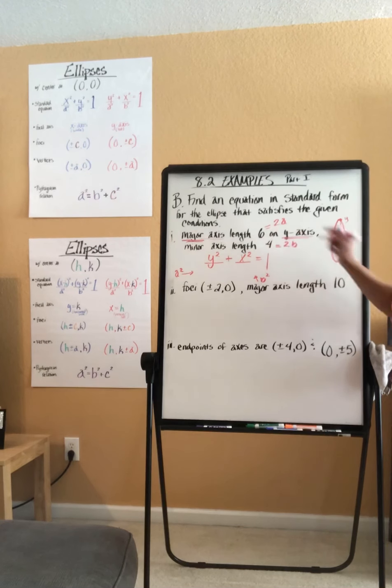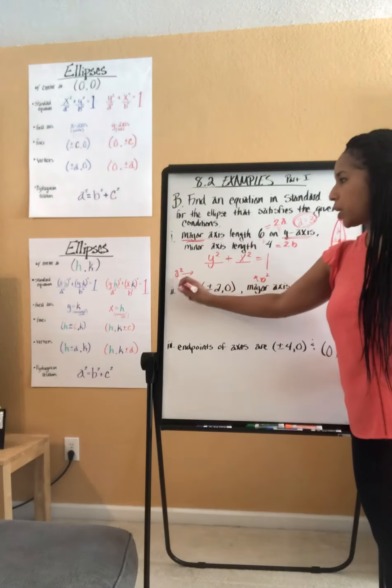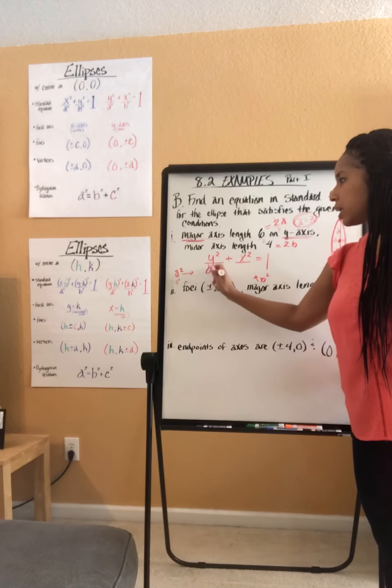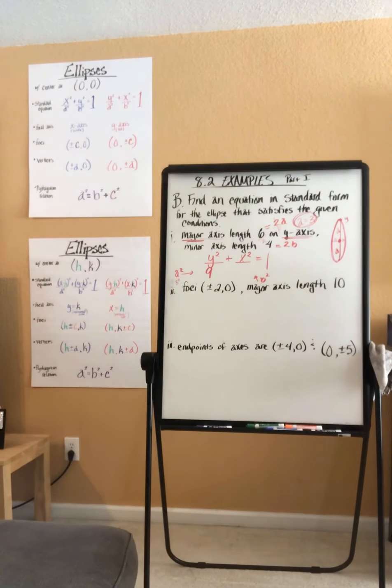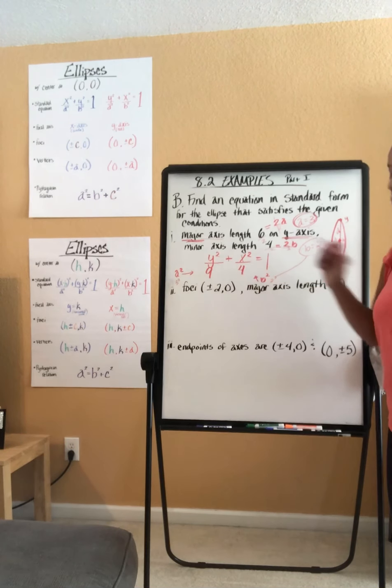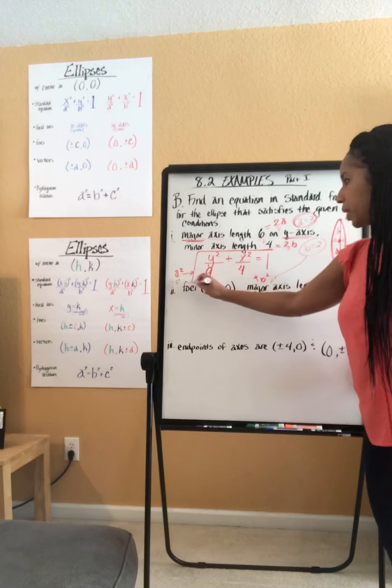So if 6 is 2 a's, I would just divide by 2. And a by itself would be 3. If a is 3, then a squared is 3 squared, which is 9. Right, so 9 is the denominator of your y squared. Same thing over here. The minor axis length was 4. 4 is 2 b's. That means that 1 b, of course, is just 2. And if b is 2, then b squared is 2 squared, or 4. This is my equation.